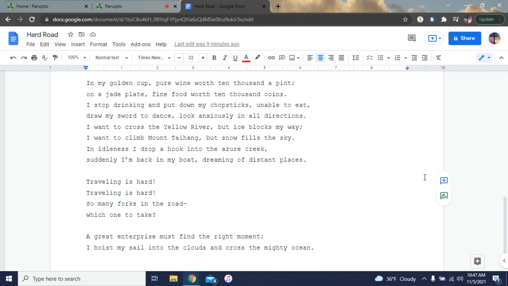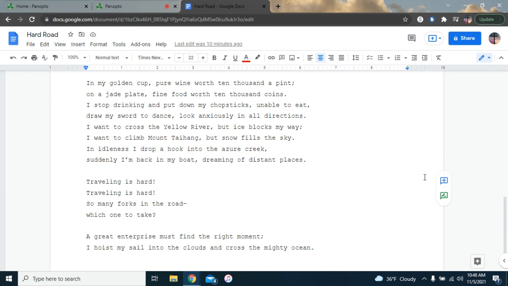In lines 5 and 6, we see his desires of what he wants to do. He says he wants to cross the Yellow River, but ice blocks his way. He wants to climb Mount Tahang, but snow fills the sky. A lot of times when we want to do something, we always find excuses. We look at things that seem impossible. That's the point he's at right now. He wants to make this decision, but he feels it's impossible because of everything that stands in his way. And in idleness, he settles back down and doesn't think that he can fulfill the dream that he has, and suddenly he's back in the boat dreaming of distant places.